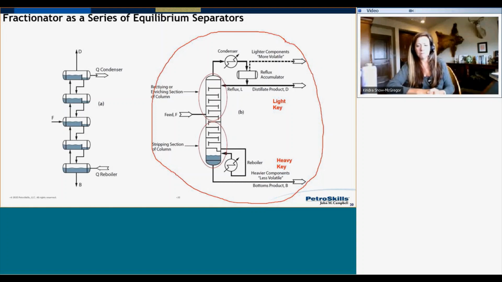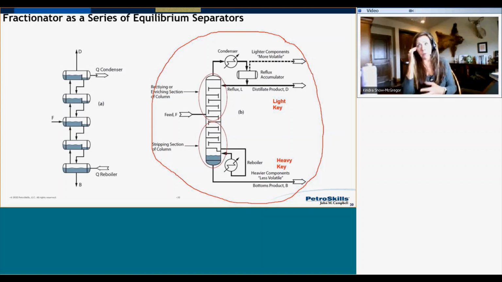Okay, and then the second part is, for that same scenario, should I go for a packed column or a tray column, and what should be the basis for that decision? Oh, sure. I didn't talk about the column internals in light of time, but certainly I can use a packed column or I can use a tray column.